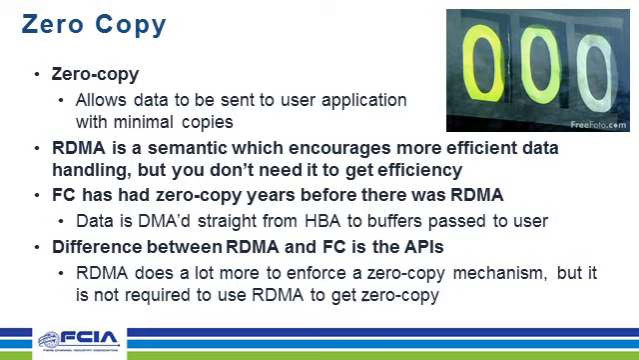RDMA is defined to do that with an API that actually enforces a way of programming that does zero copy. But you don't need RDMA to do that. Fibre Channel has had zero copy for years before there was an RDMA. In that case, data is basically transferred straight from the HBA into buffers that are passed to the user.